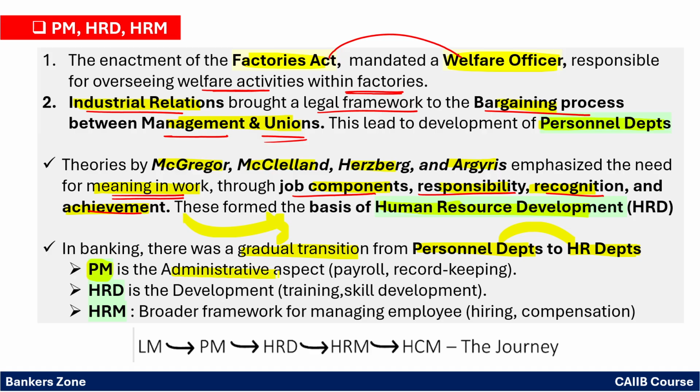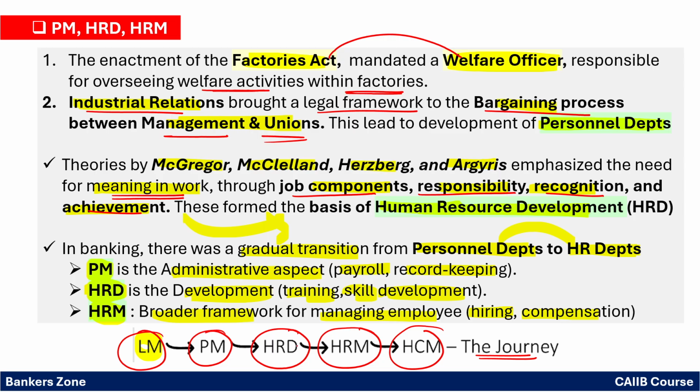Now previously there was PM, personnel management only, right? So they were only doing administrative work like payroll, record keeping. After that there is HRD. HRD is development, right? So training, skill development, these are part of HRD. Now HRM is what? It is a broader framework for managing the employee, like hiring, compensation, etc. Right? So see how the transition happened. LM is there, meaning labor management. Previously there was only labor, so they were doing labor management. Then personnel management came into the picture. Then human resource development. Then it became human resource management. Now it has become human capital management, right? This is the journey of the Indian human resource department.